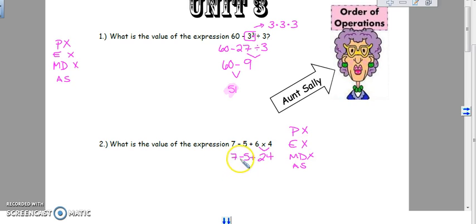So what comes first here? The subtraction, so I do that first. Very important. Whatever comes first. Same thing for this. Whatever comes first. Very, very, very important. So 7 minus 5 is 2 plus 24, and 2 plus 24 is 26 should be your answer. Okay, let's move on.